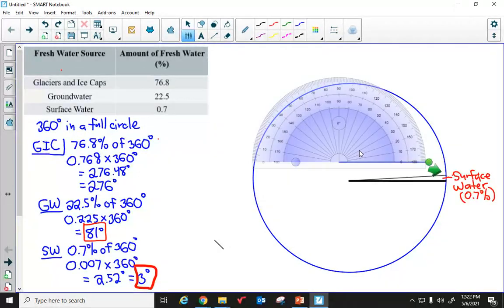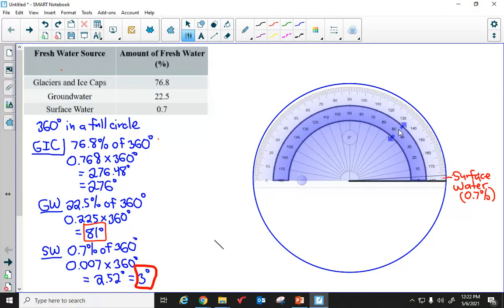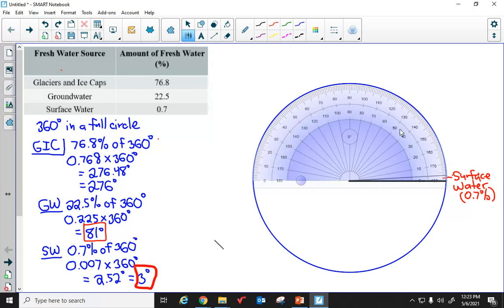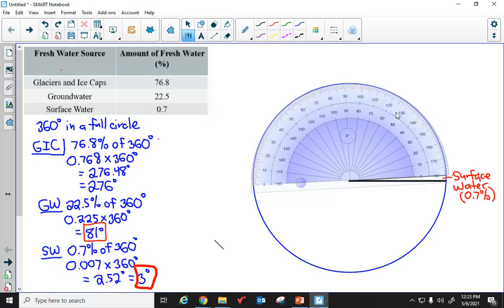So I'm going to take my protractor again. Let's put it at the center of the circle, and I'm just going to match this to the size of the circle. Now, you're not going to be able to do that; I doubt your protractor will be the exact same size. Now, what I want to do is rotate this so the base of the protractor is actually on top of that line that I drew for the surface water sector. So I'm going to rotate this, so that it's sitting flat on top of this line.